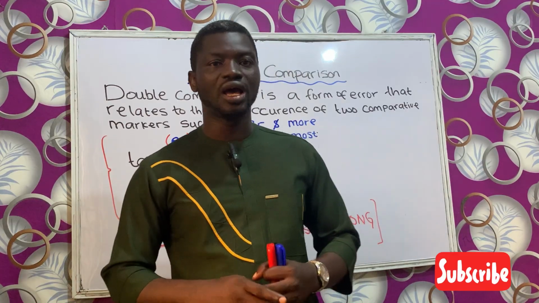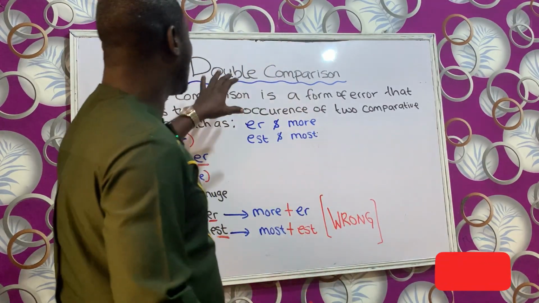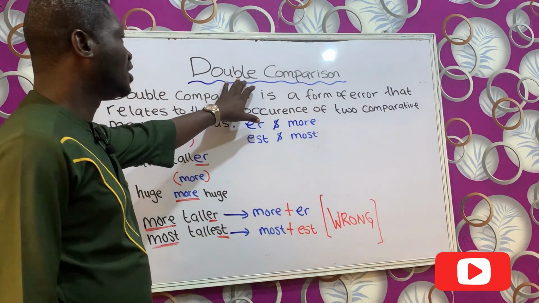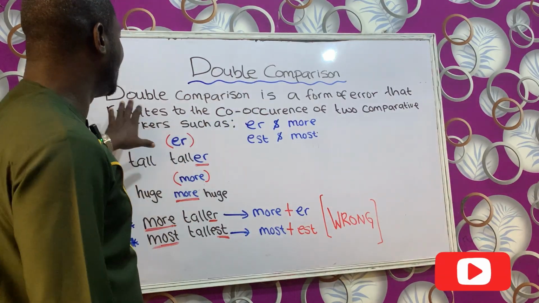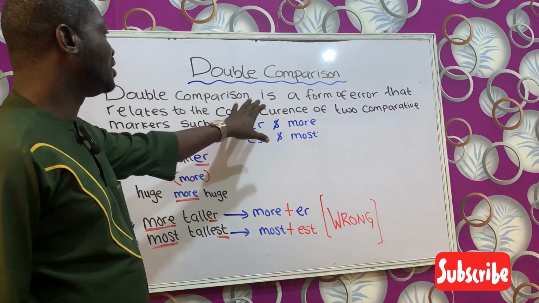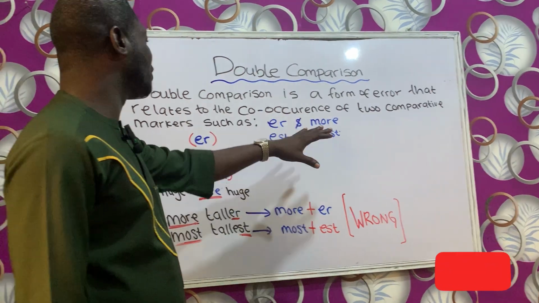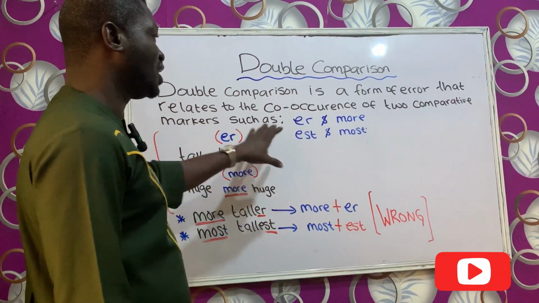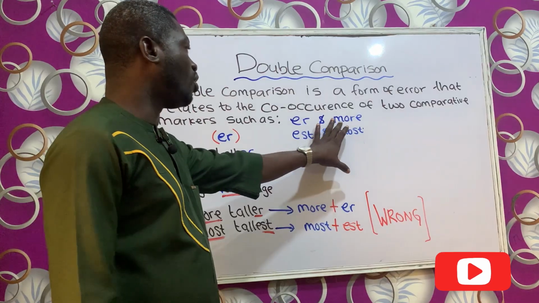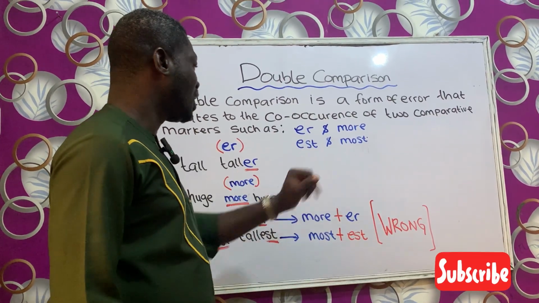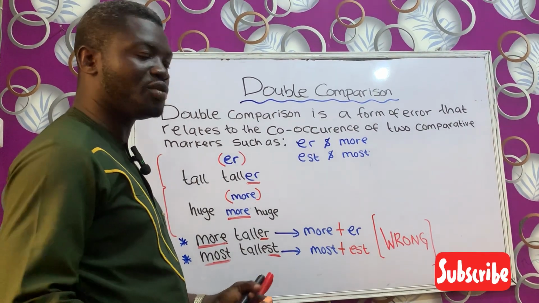So in today's section, I'll be talking to you about what we call double comparison. Double comparison is a form of error that relates to the co-occurrence of two comparative markers, such as ER and more, EST and most. And I think this illustration could actually help you guys.